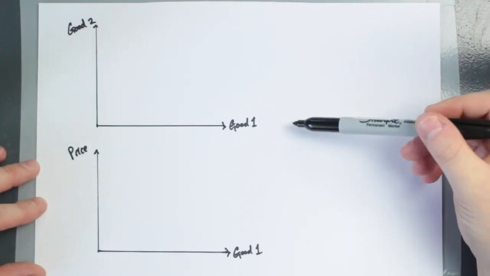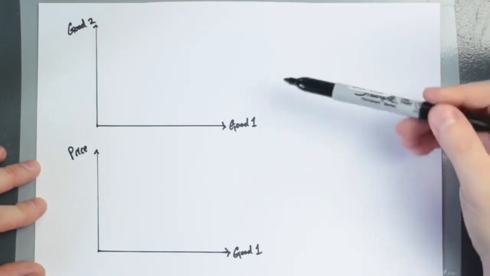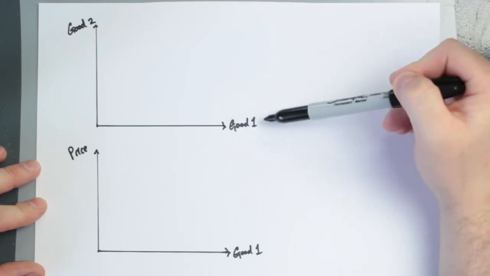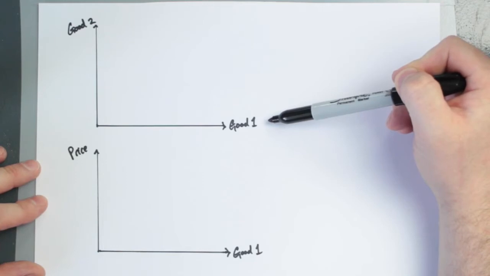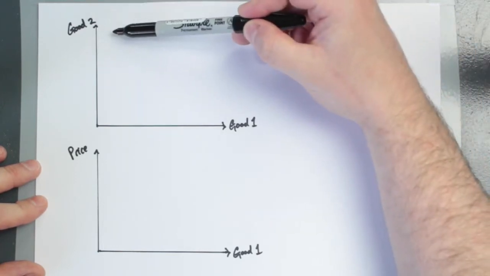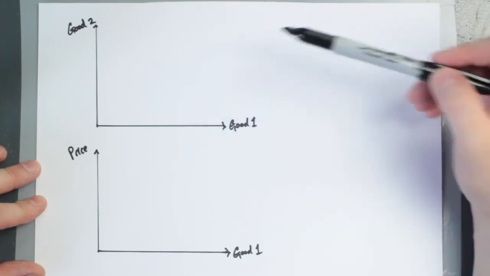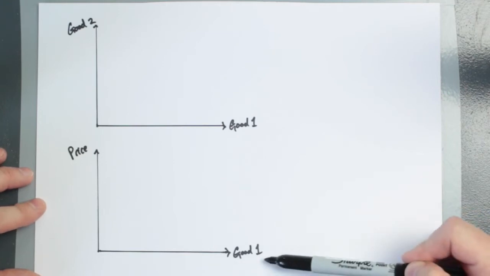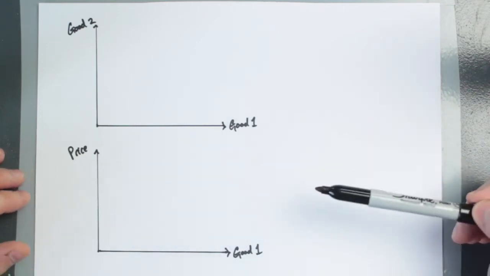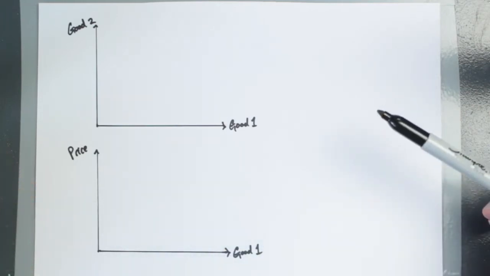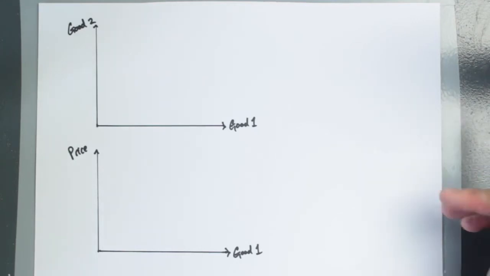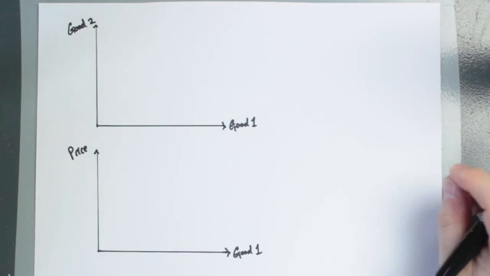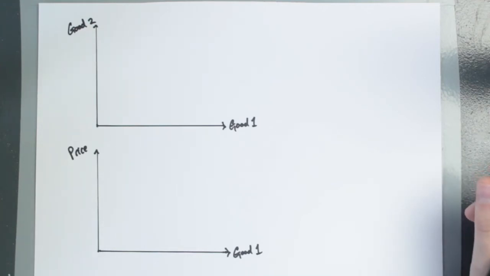So to do this, I've prepared two diagrams. In the first diagram on top, I've got the amount of good 1 on the horizontal axis and the amount of good 2 on the vertical axis. So this is a commodity space diagram. Below, I've drawn good 1 on the horizontal axis and price on the vertical axis. So this is the usual diagram in which we draw demand functions, or what we should now call Marshallian demand or uncompensated demand. When economists say demand functions, they typically mean Marshallian demand or uncompensated demand, as we've already seen so far.